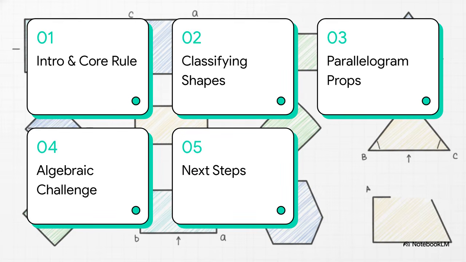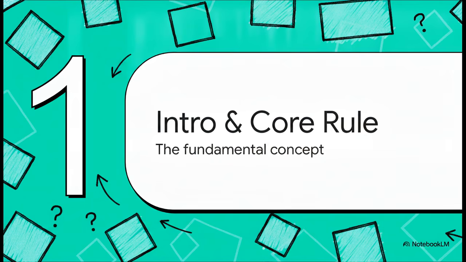We've got 1. Intro and the core rule. 2. Classifying our shapes. 3. Parallelogram properties. 4. The algebraic challenge. And wrapping up with 5. Next steps. Let's kick things off with Phase 1, Introduction and the core rule.